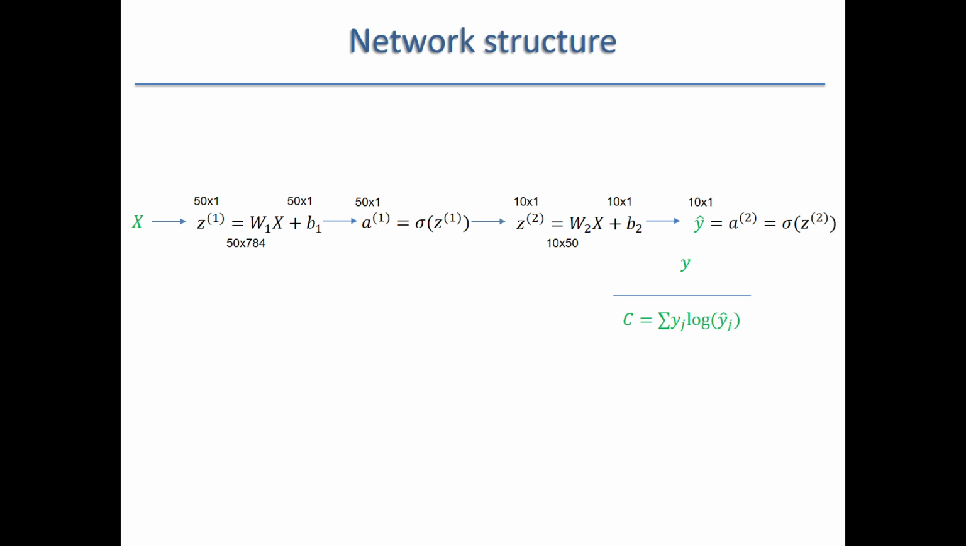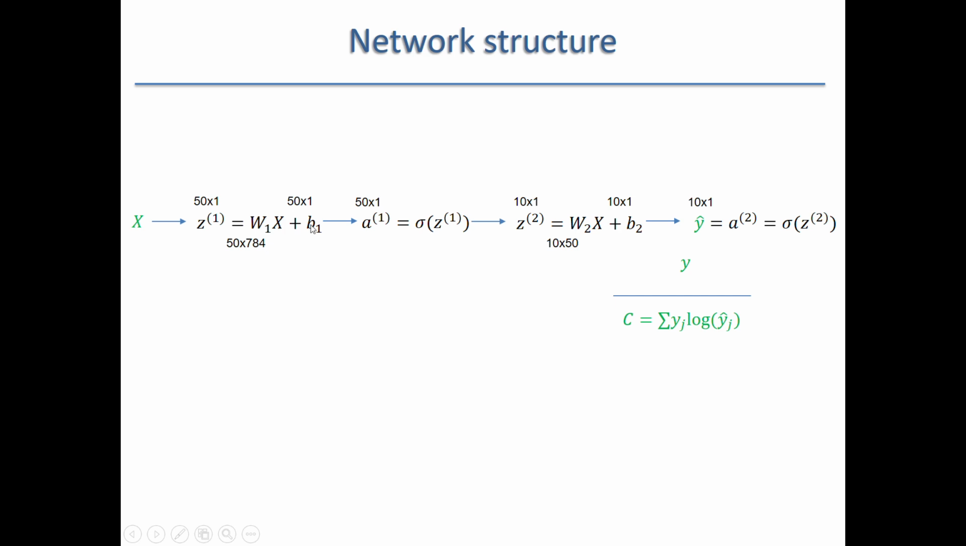Okay, so let's see the backpropagation again, but now from a different perspective. Let us take our network that we had before. We have a couple of layers. The first layer had 50 hidden neurons. So the input will be 784, and the output will be 50.